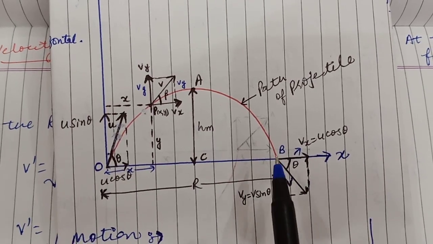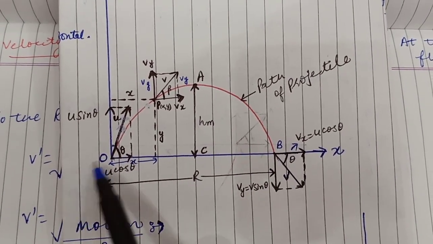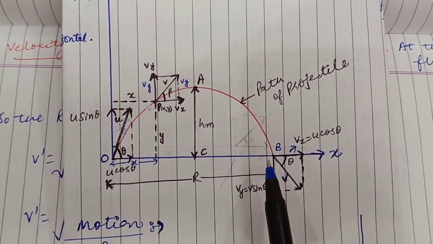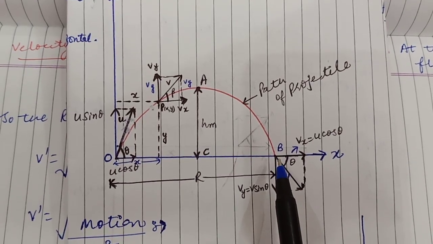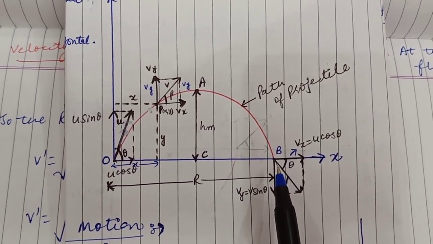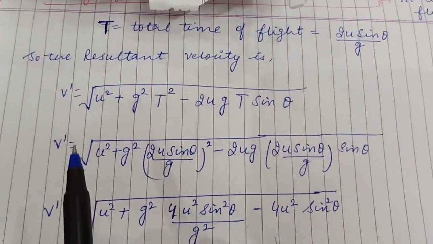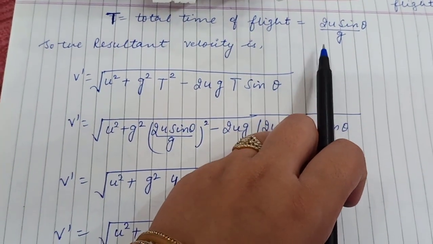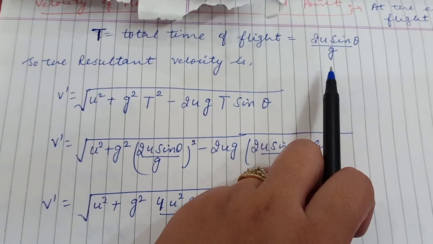If we want to find the velocity at this end, then what will be the total time of flight, the total time taken? Total time is equal to capital T, which represents the time of flight. Clear? So put the value of T, which represents the time of flight, equal to 2u sin theta upon g.